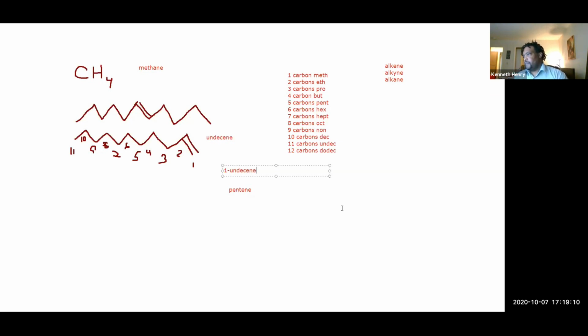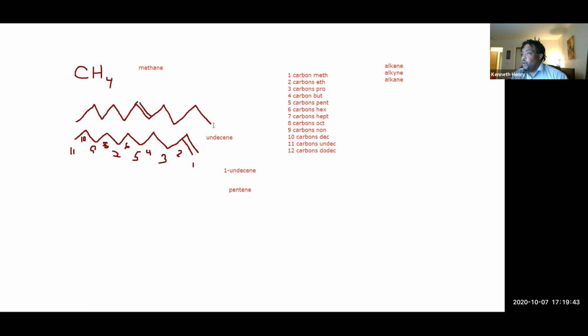Do you count from the end to the right or to the left? It depends. I'll show you that here with the other one up here. So you always want to give the priority functional group the smallest number. The one that has the highest priority always gets the smallest number that we can give it.